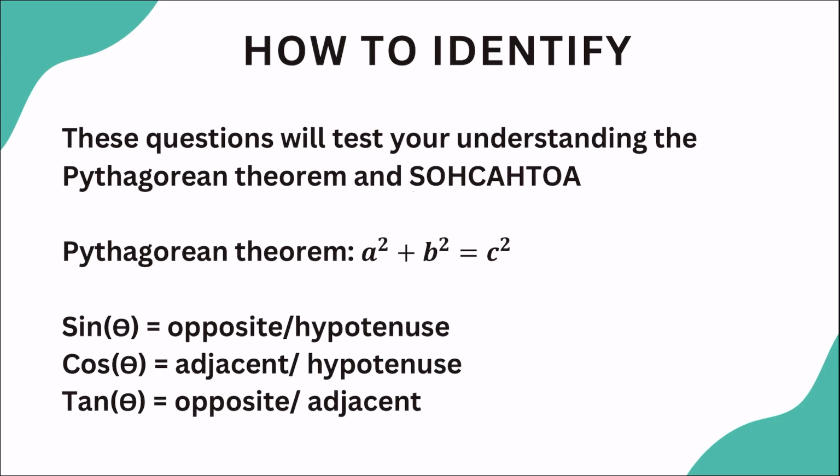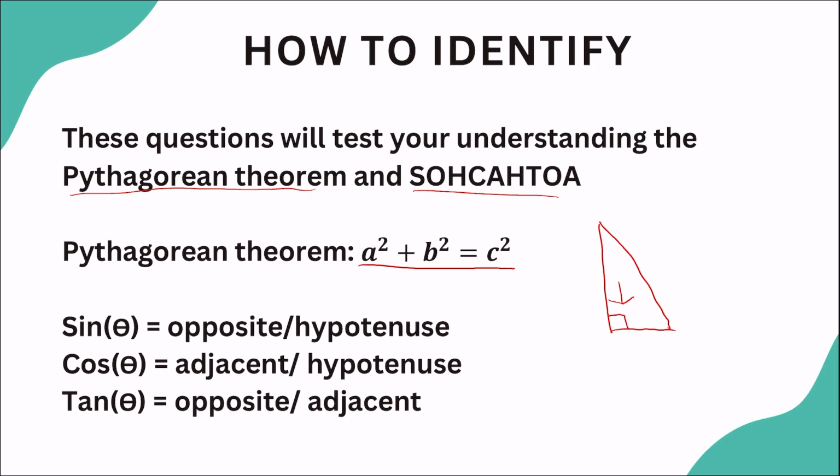So how do you identify these? Well, these questions are going to test your understanding of the Pythagorean theorem and SOHCAHTOA. Now the Pythagorean theorem is what we have down here, a squared plus b squared equals c squared. An important note is that we can only use Pythagorean theorem when we have a right triangle. And a right triangle is going to be identified with this little box in the corner. And we can only do SOHCAHTOA when we have a right triangle as well. And so both of these concepts necessitate a right triangle to use.